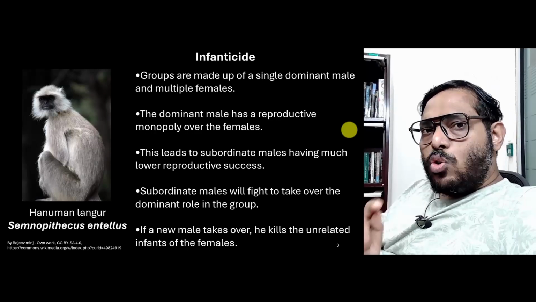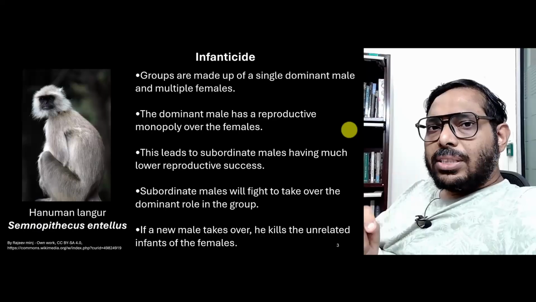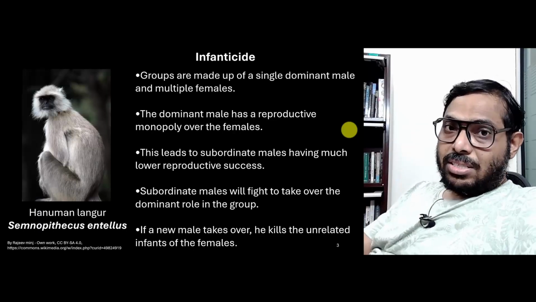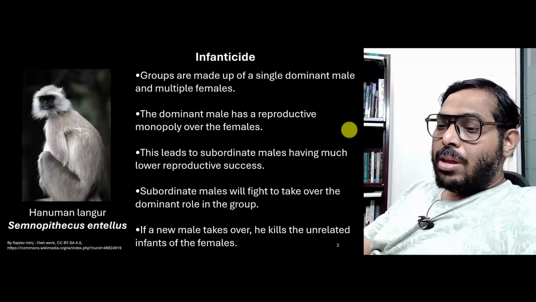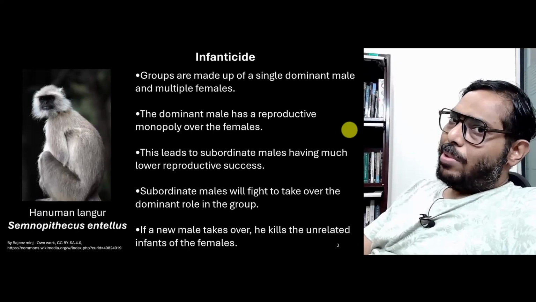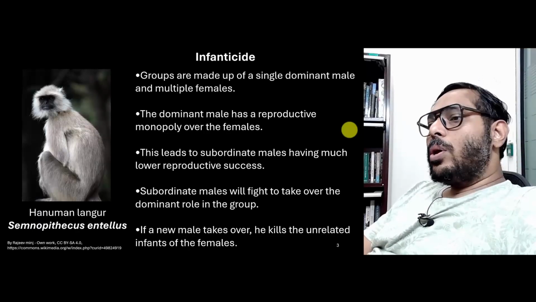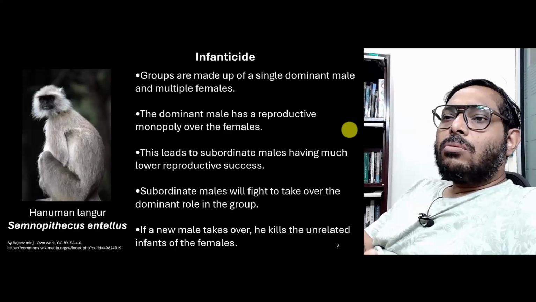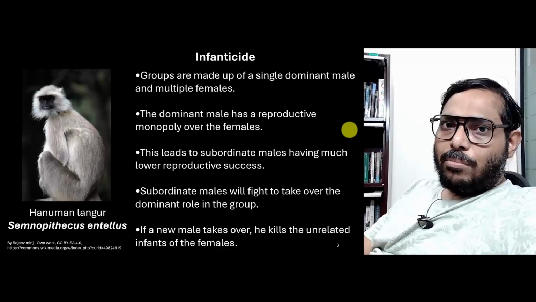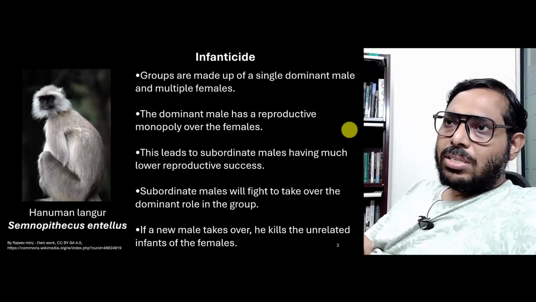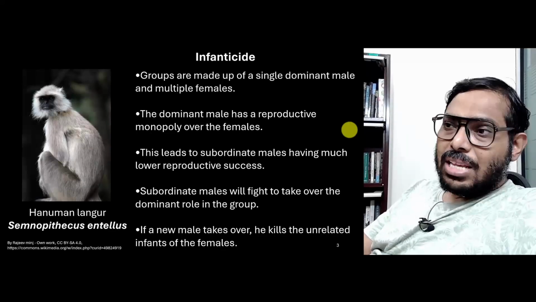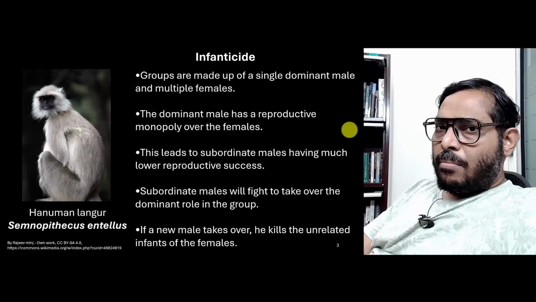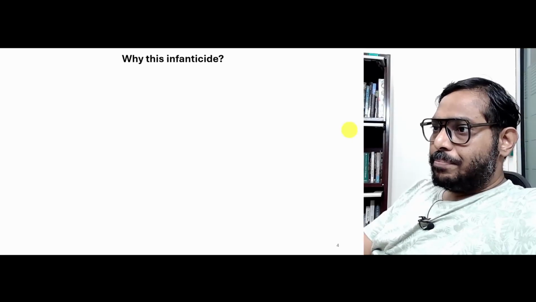Interestingly, when a new male takes over, the first thing that he does is kill all the infants that were not sired by him and were produced by the other females. Now, although I am talking about this behavior in the context of the Hanuman langur, it is by no means restricted to this animal. It is there in many other animals. For example, in lions this happens, and many other mammals show this. But why? Why exactly is this happening?